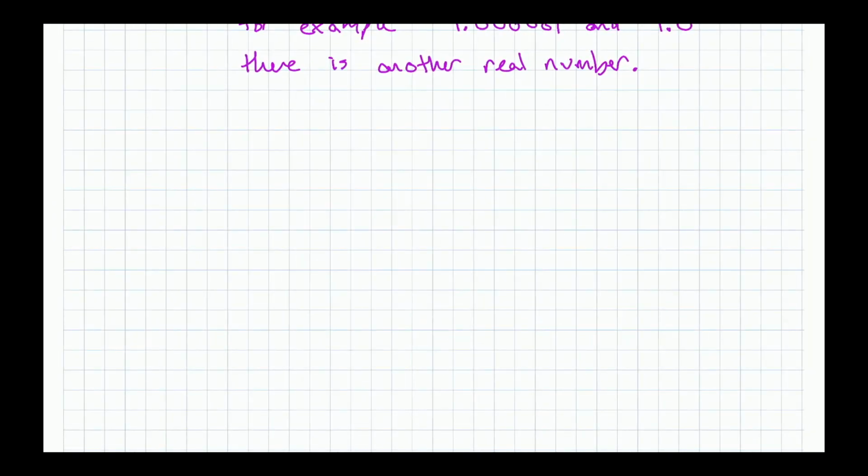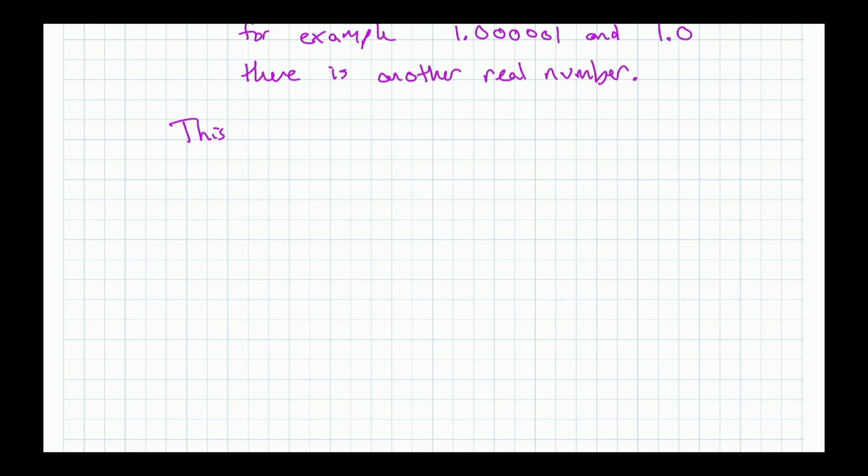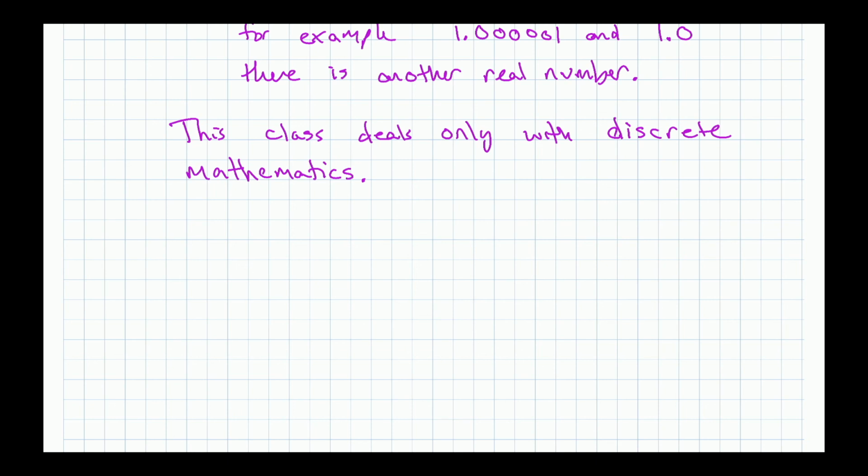So in this class, we talk about discrete math. This class deals only with discrete mathematics. Now, notice the spelling of discrete. It is not this discrete. This kind of discrete is what you use when you're trying to meet somebody discreetly.